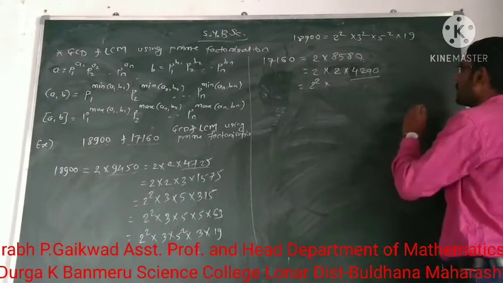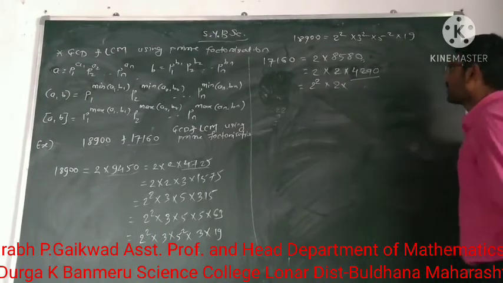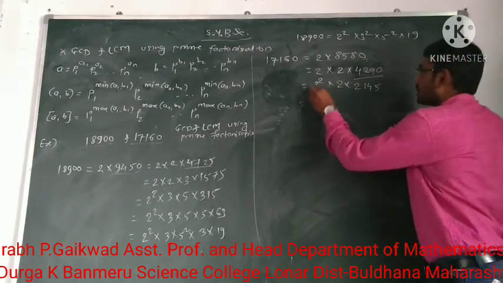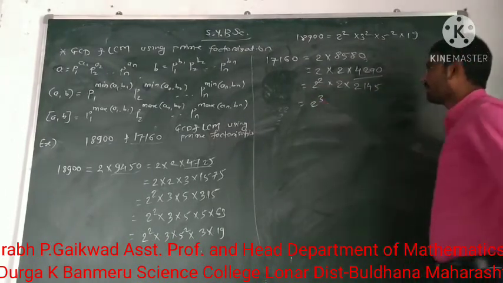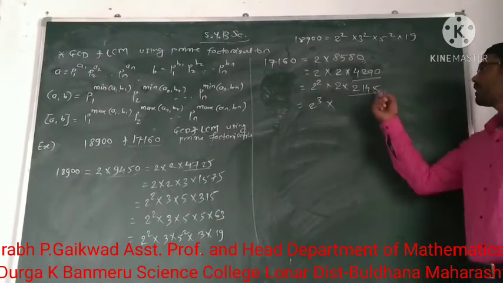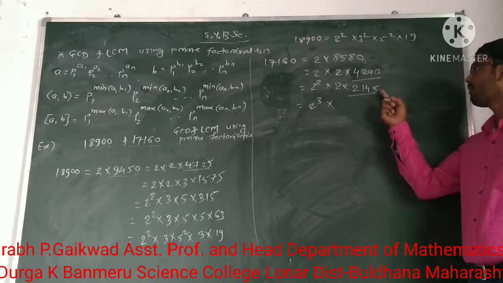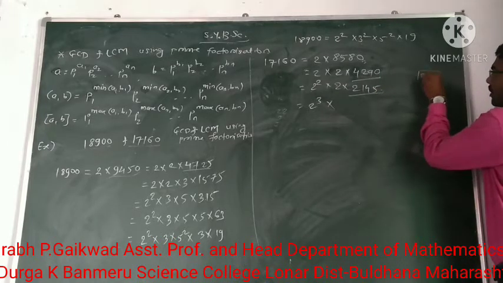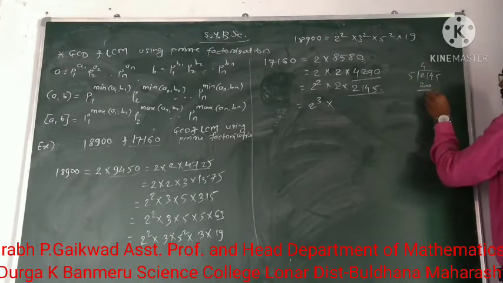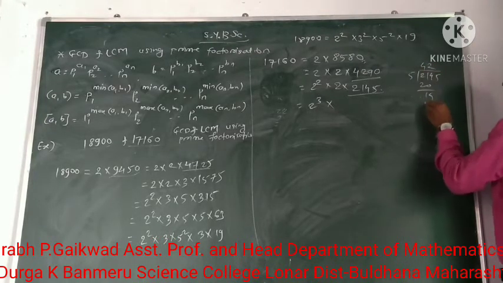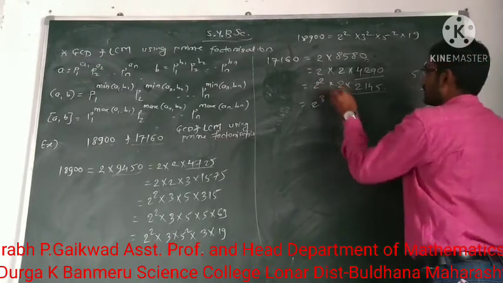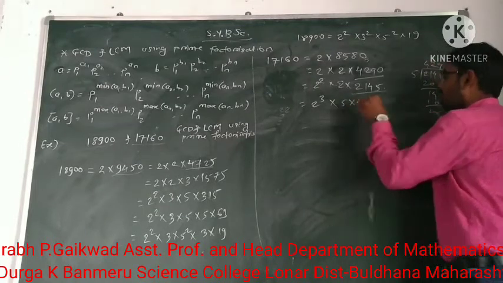Again, we can divide this number by 2. So 2 into this will be equal to 2145. So 2 square into 2 is 2 cube. Now 2 cube into this number. Now the unit place is 5, so we can divide this number by 5. 2145 divided by 5, we get 429. So the 2 cube as it is, and 5 into 429.